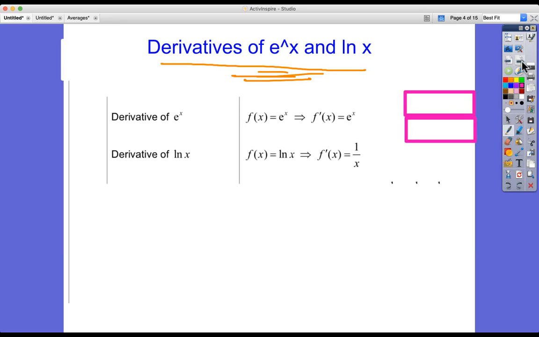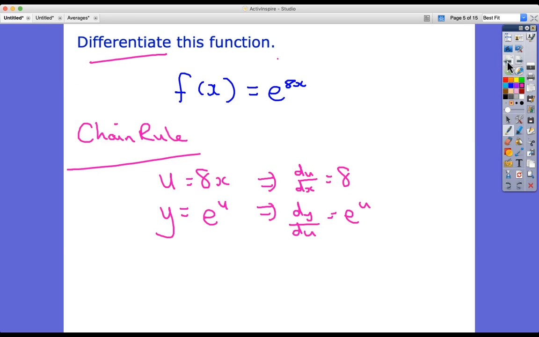because over here, we learned that if we differentiate e to the x, we get e to the x. It's still the same. If we've got e to the u, we still get e to the u. So whatever that power is, that's it. So we've got e to the power of u, where u is 8x.